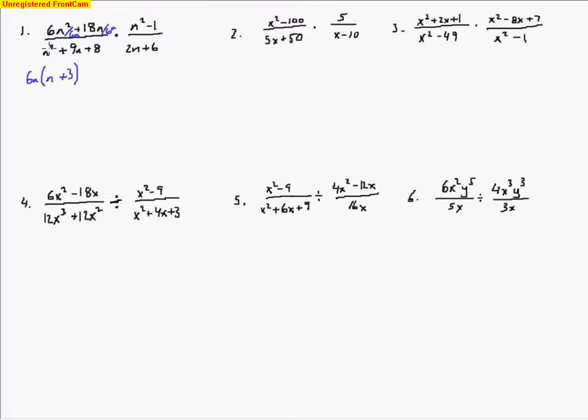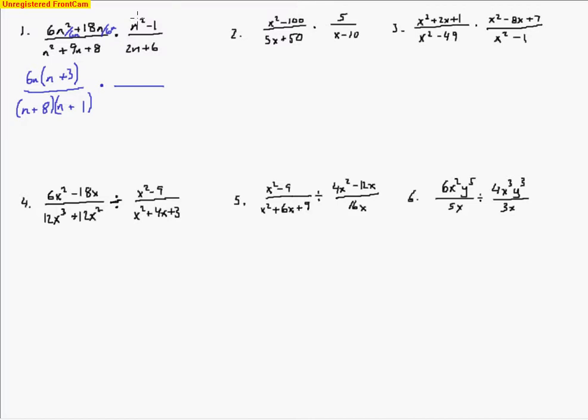Down below it's an n squared, but this one has no common factors. N squared, 9n, 8. So this is going to factor as two binomials. And so when I go ahead and do that, I've got n times n makes the n squared. 8 times 1 makes 8, and I'll put two plus signs because those two numbers need to add to make 9n, which it does.